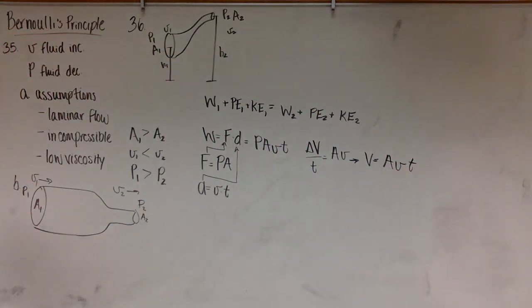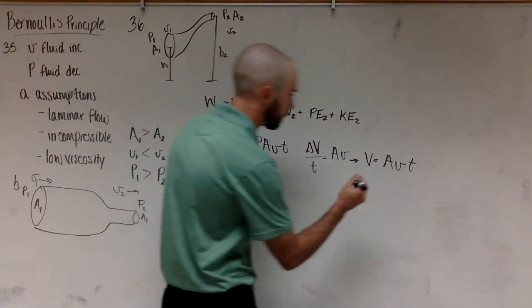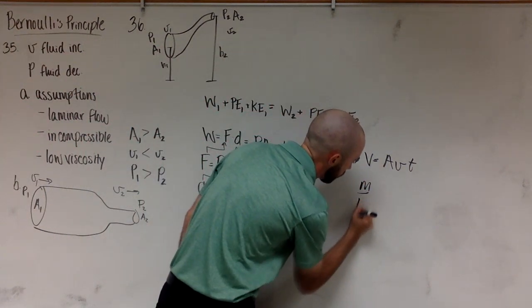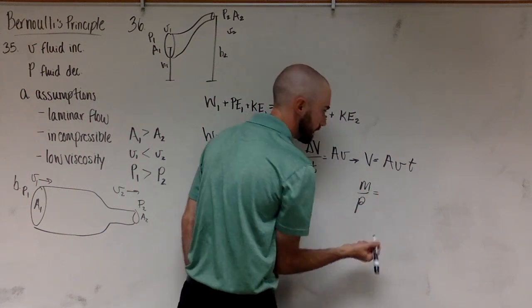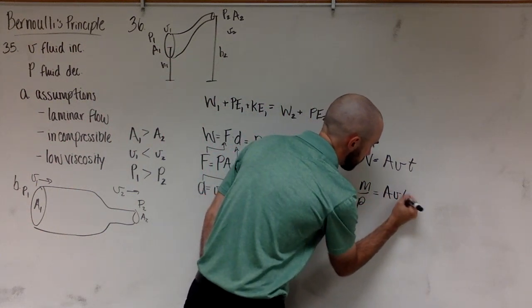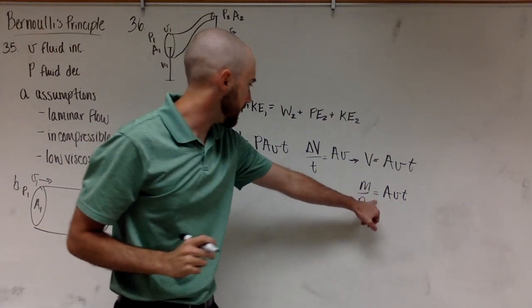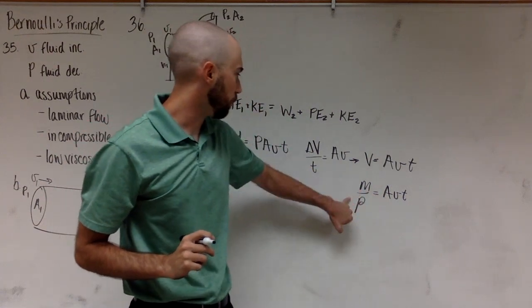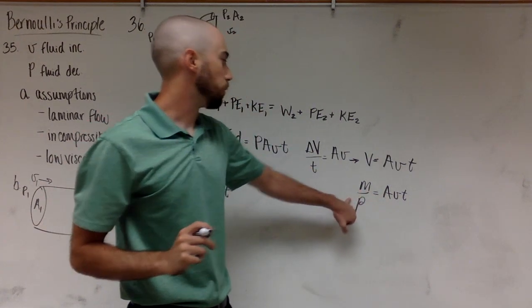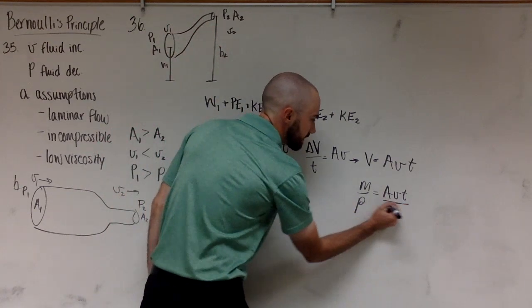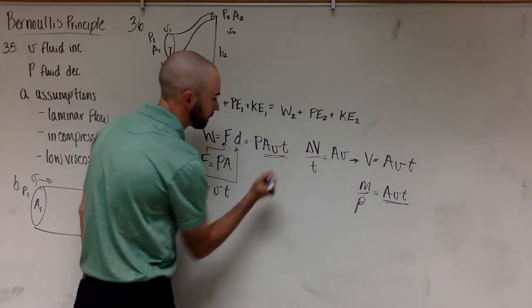We know that volume is equal to M over rho. So let's come over here. Volume is M over rho. That's back from our density stuff. So we get this equation right here, that AVT is M over rho. So what we can now do is replace this in here.